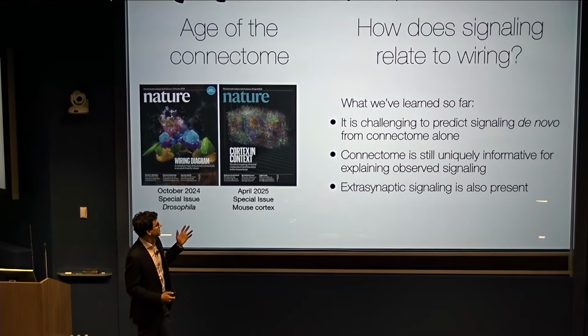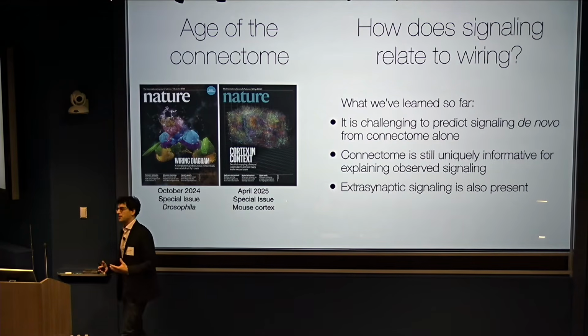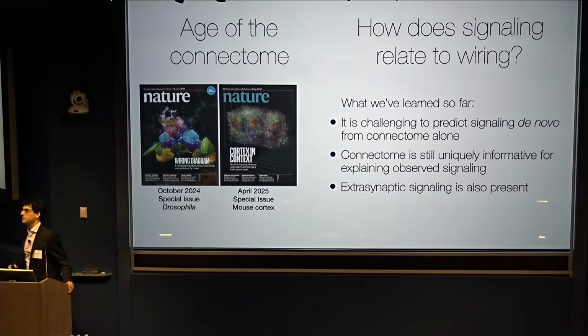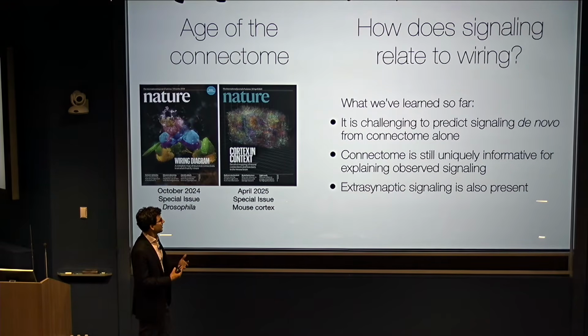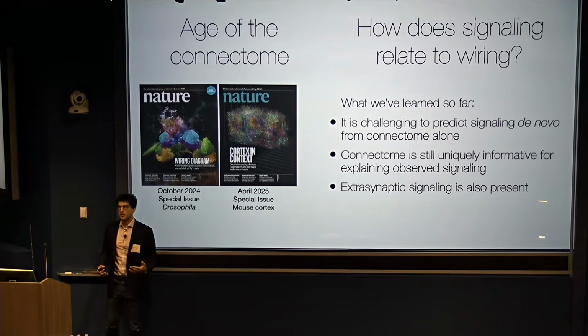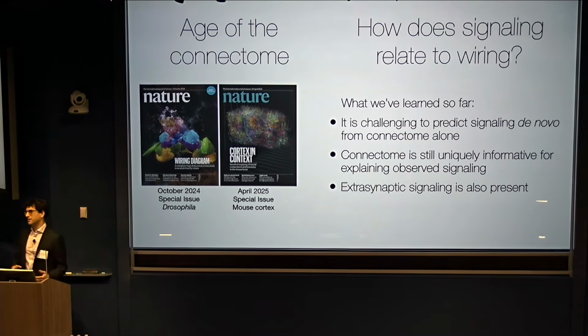But the first thing is, what we found is it is still, I would say, challenging to predict signaling de novo from a connectome alone. And so we'll talk about that. At the same time, it seems that given your measurements of neural activity, the connectome is uniquely informative for trying to make sense of what you see. And those aren't as in tension, I think, as it might seem. And I'll show you evidence that we see extrasynaptic signaling, including on fast timescales, that isn't present in the connectome. And so we'll work through this all together.